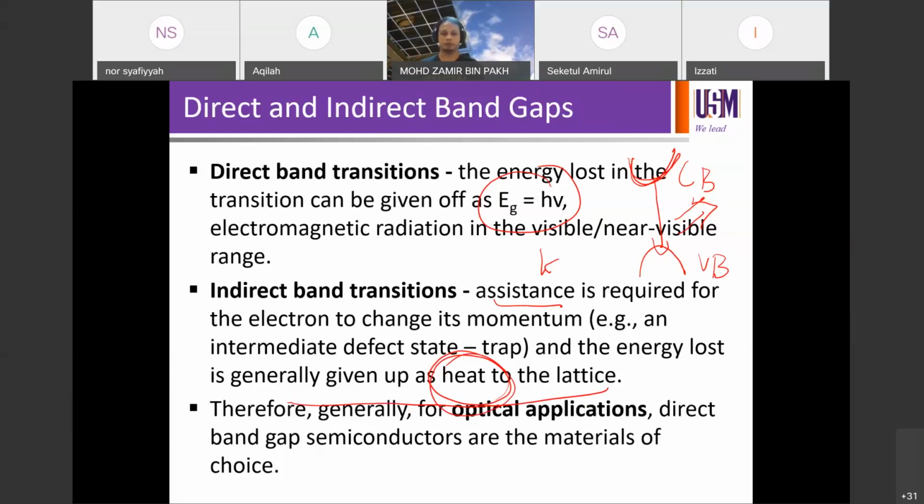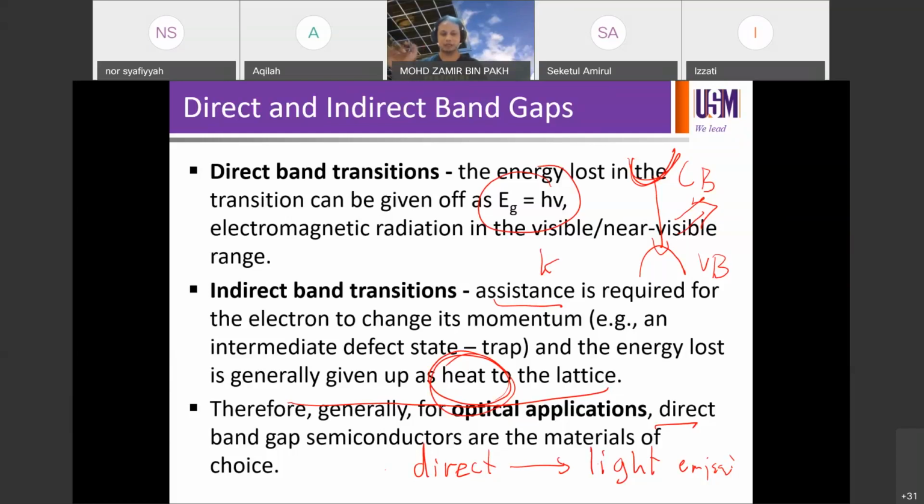So therefore, generally, for optical applications, direct bandgap semiconductors are the material of choice. If we talk about optoelectronic applications, like lasers, LEDs, and whatever, that involves emitting light. So you need to use a direct bandgap semiconductor because it produces light emission. You cannot use indirect bandgap. So that's clear. For example, you can use gallium nitride, or some other direct band gap materials for optical applications, but not silicon.